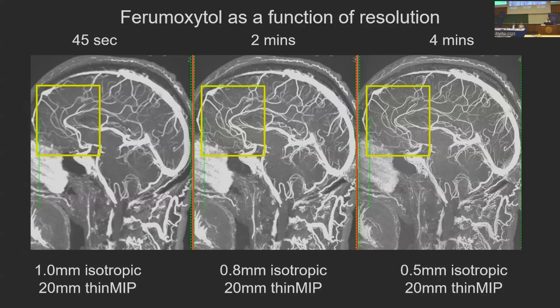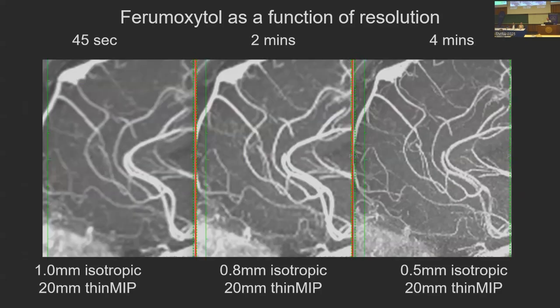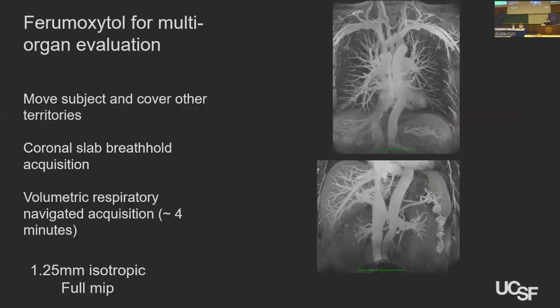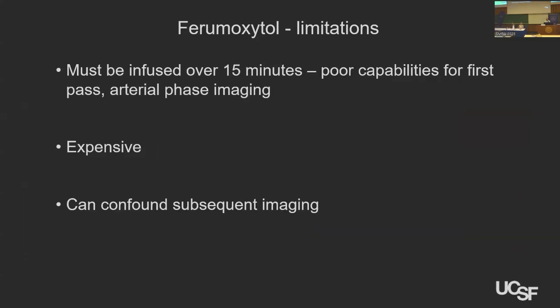Another acquisition, a patient, 3 different scans, all acquired back to back to back, 45 seconds, 2 minutes, 4 minutes, 1 millimeter isotropic, 0.8 and 0.5. And when we zoom in, you can see that these smaller vessels, which are just a blur on the 1 millimeter, become much more apparent at higher resolution. You can see very small lesions, such as these HHT lesions. And because it remains intravascular, you can simply move on to the chest, to the abdomen, and acquire images of those territories as well.